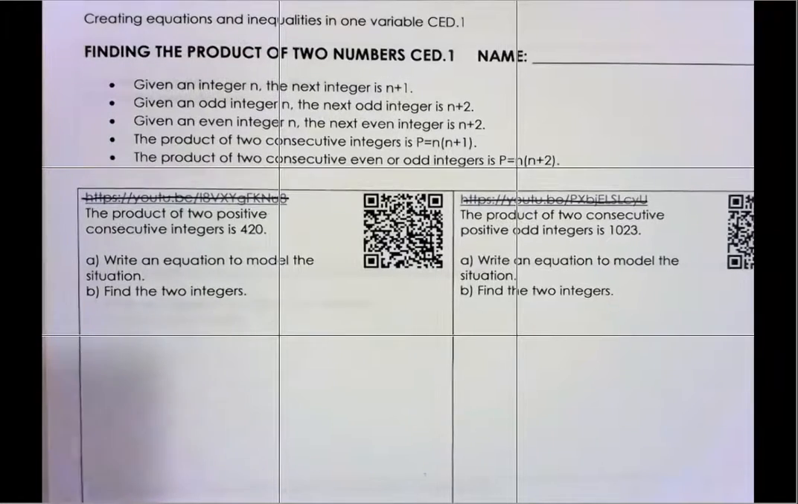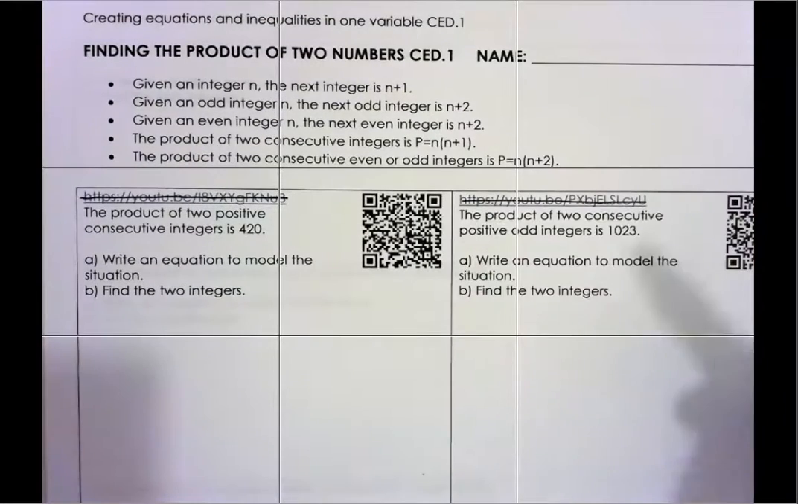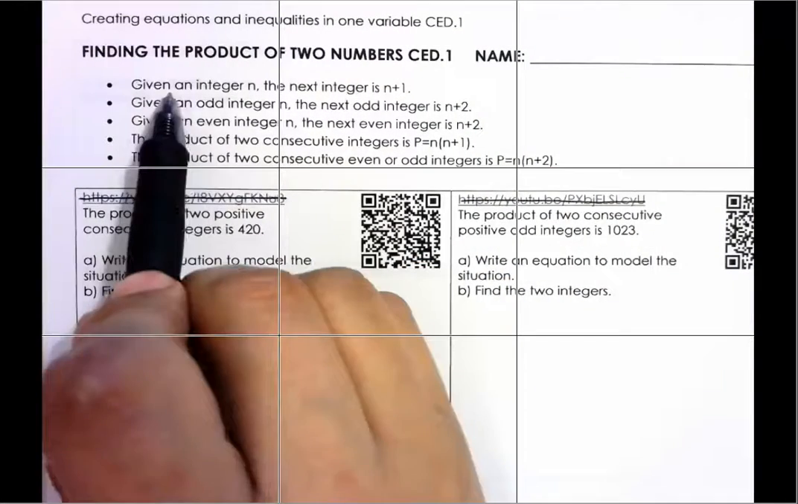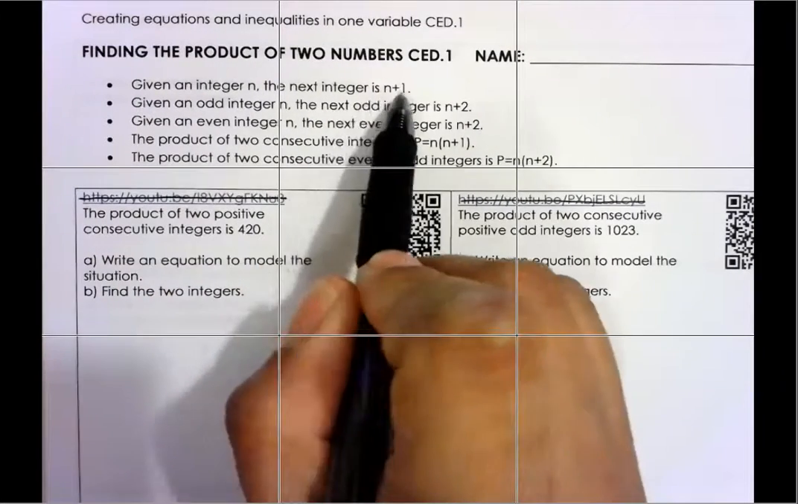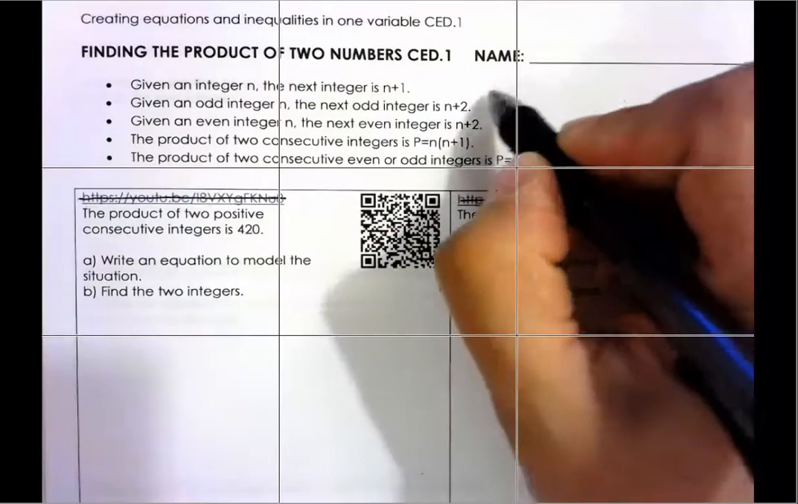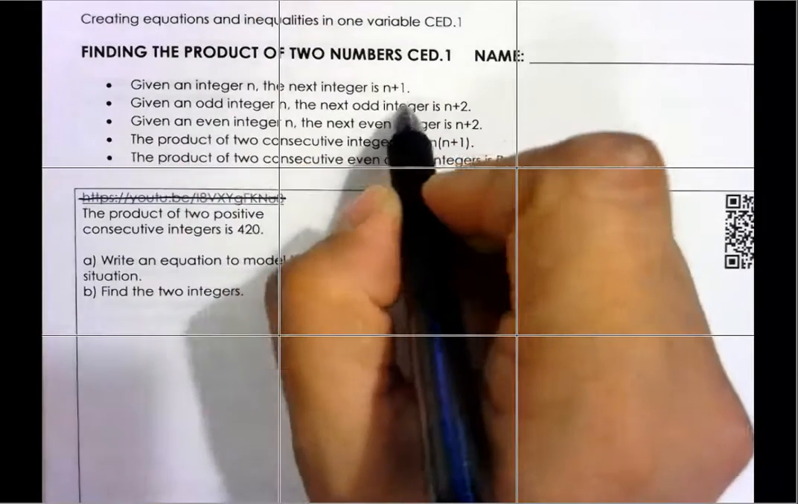In this video, we're going to be finding the product of two numbers in standard CED 1. The first thing I want you to understand is if you have an integer n, the next integer is going to be n plus 1. Let me explain. If n equals 3, what's the next number? 4. What do you do? You add 1.